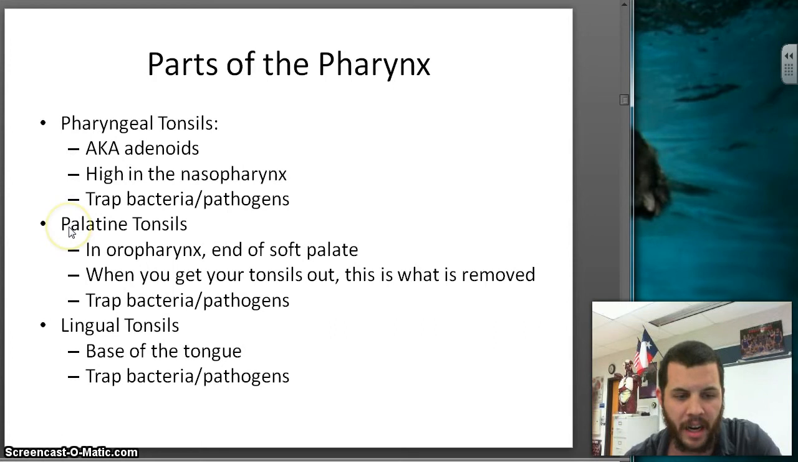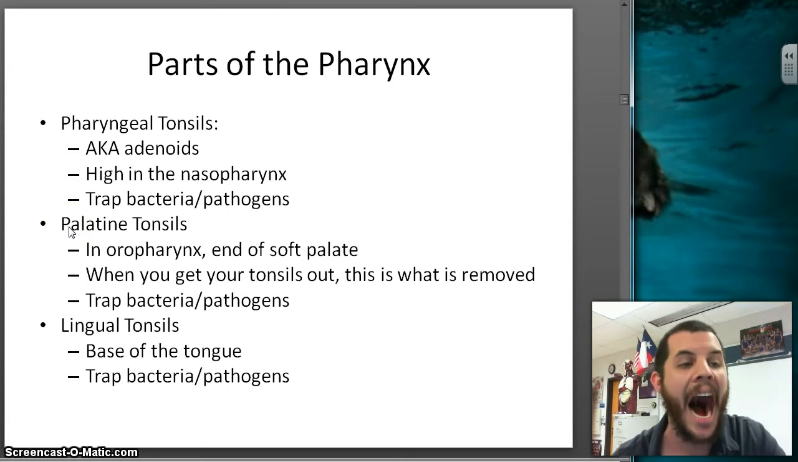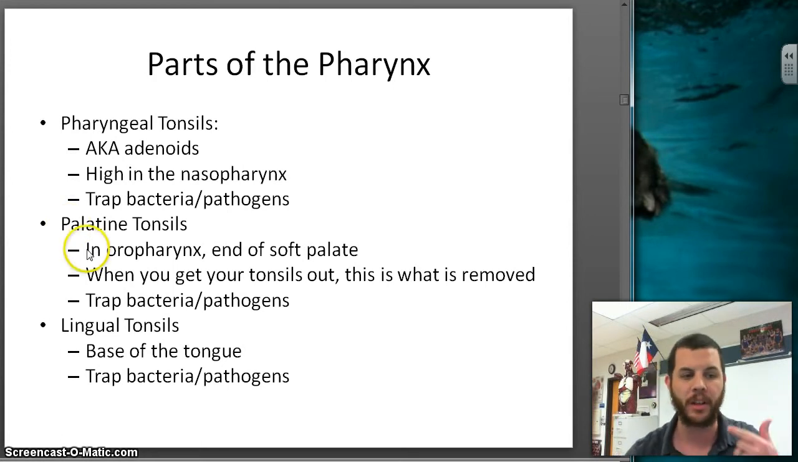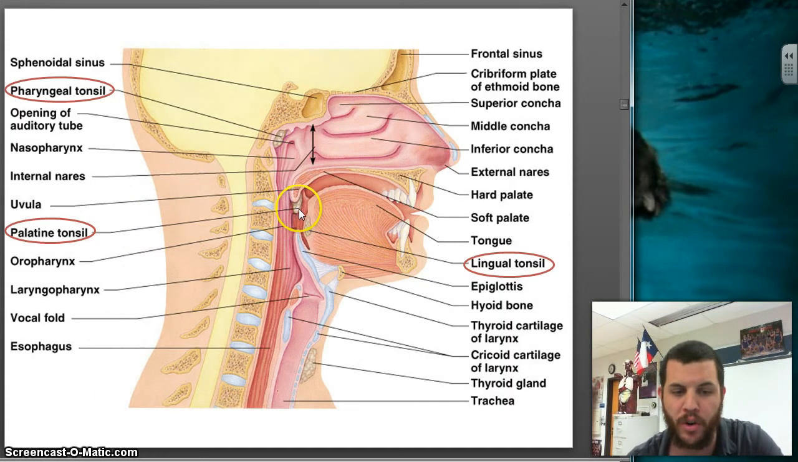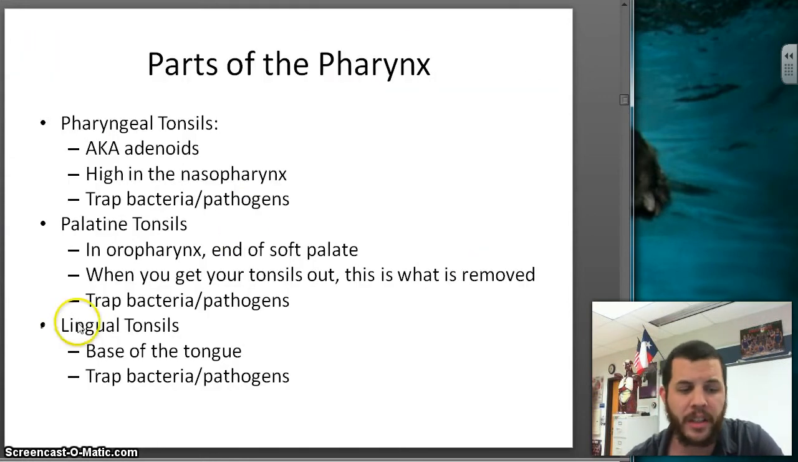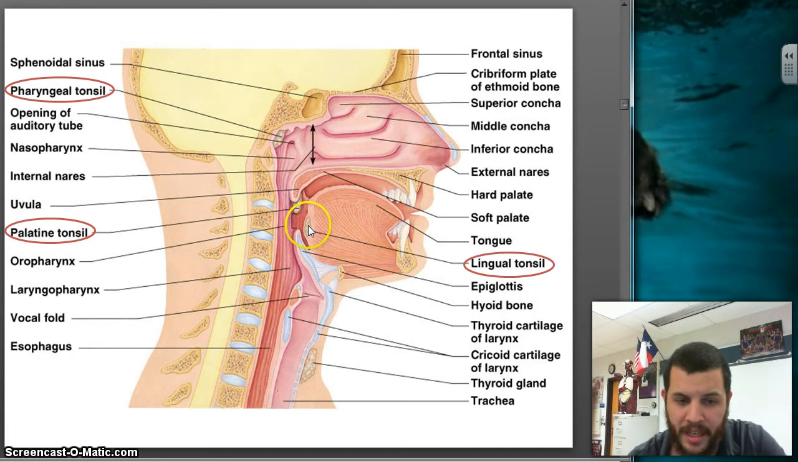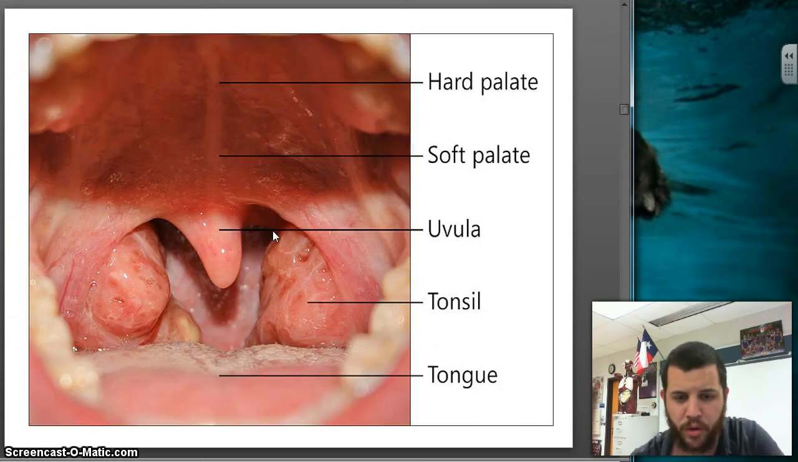We also have the palatine tonsils, which are the ones that you can see. If you open up your mouth, you can look back and you can see your palatine tonsils. When you get your tonsils removed, that's what you're getting removed. It's your palatine tonsils which are being removed. We also have the lingual tonsils, which are at the base of the tongue. You can't really see those; they're back there. You think about, oh, I'm gonna look in the back of my mouth. Well, those are way on back there. So that's your lingual tonsils, and it has the same function. They're going to trap bacteria.